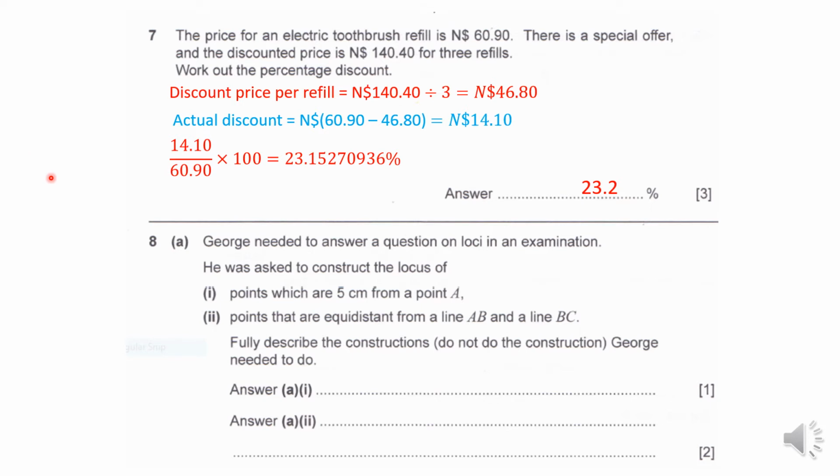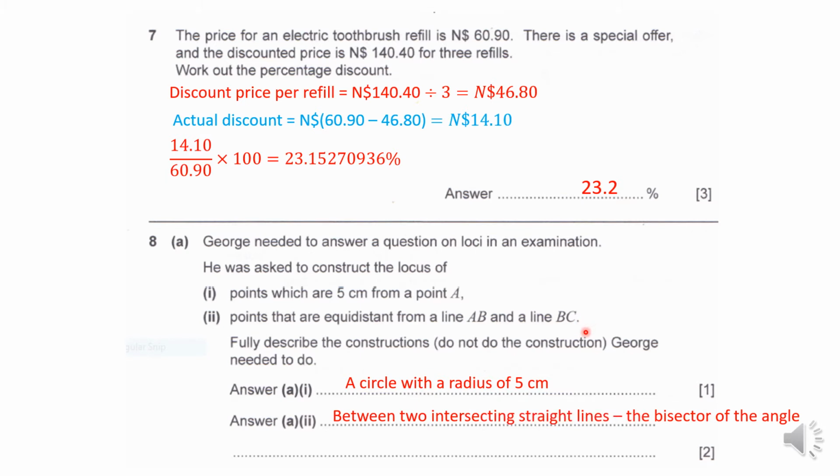Question 8. George needed to answer a question on loci in an exam, so he was asked to construct the locus of points which are 5 centimeters from a point. That is a circle that he is supposed to draw, and the radius is supposed to be 5 centimeters. The points that are equidistant from line AB and line BC: you see they have got AB and BC, so B is common, so you have to construct the bisector of the angle. That's going to be angle ABC, and then you have to cut it in half. That is what George needed to do there.